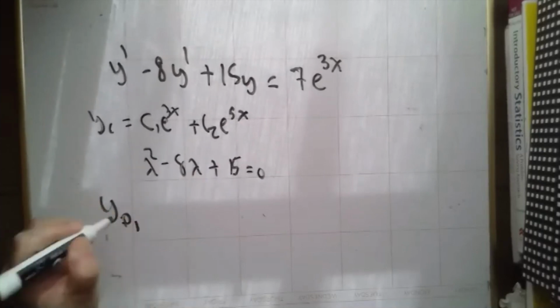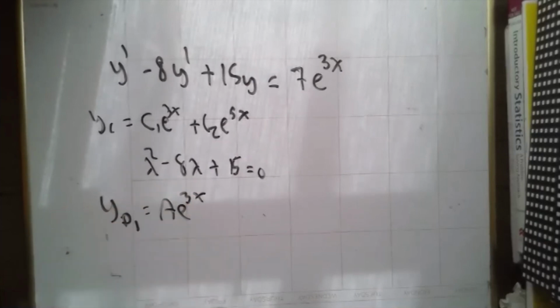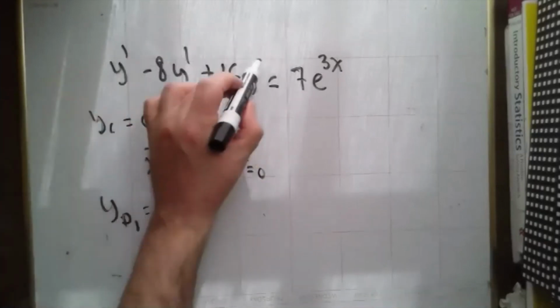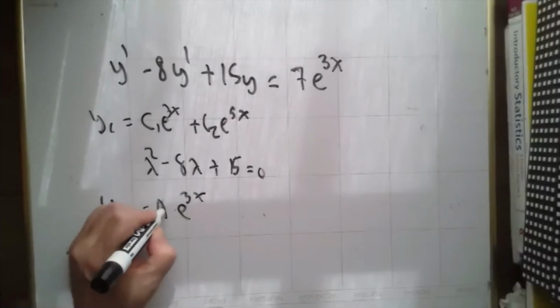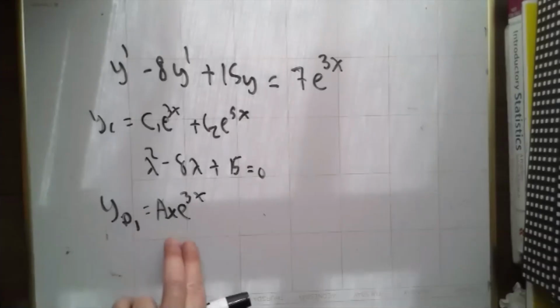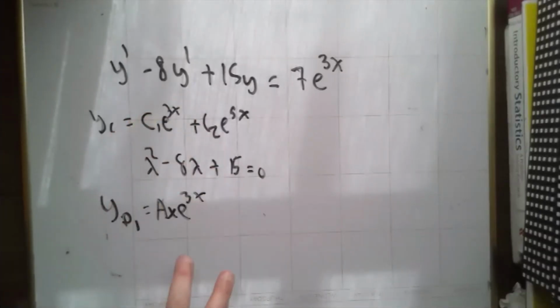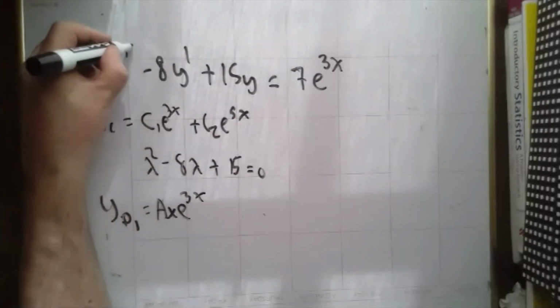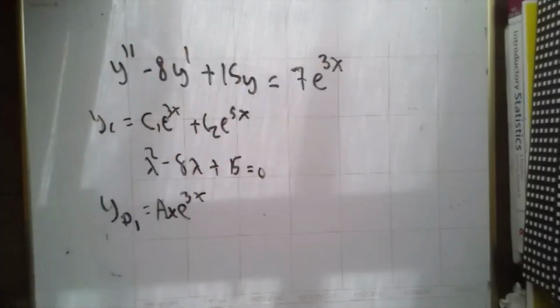If I try yp1 equals a e to the 3x, if I plug that in here, I'm going to get 0. That's one of these guys. So it's impossible to get this. So what you have to do is, just like we did with repeated roots, tack on an extra x. So you'd use this, and then you'd have to use product rule to get the first derivative, probably 2 product rules to get the second derivative, and then solve. So it's a little more work.